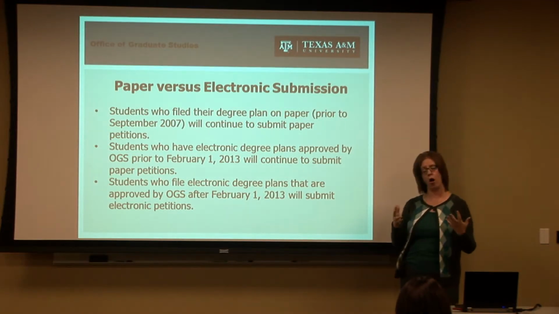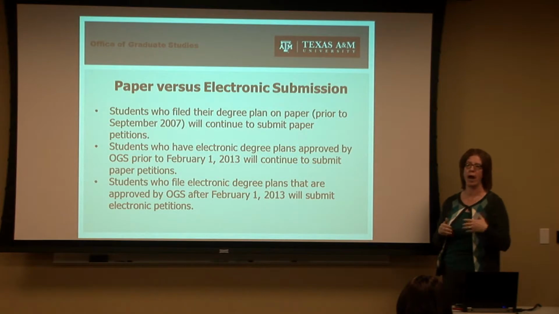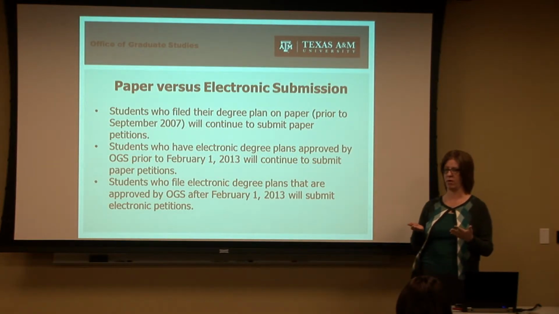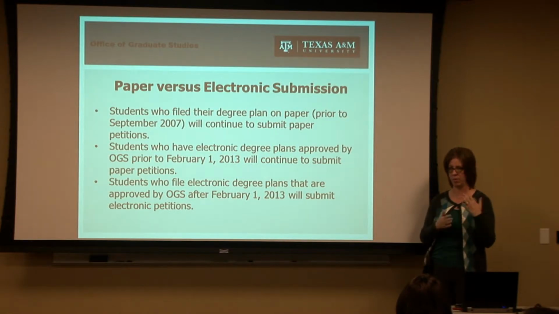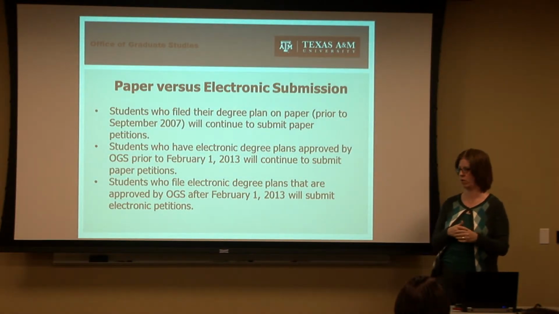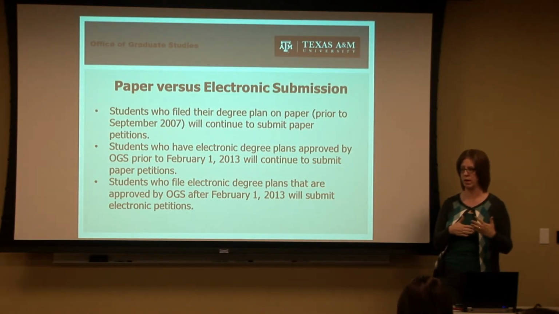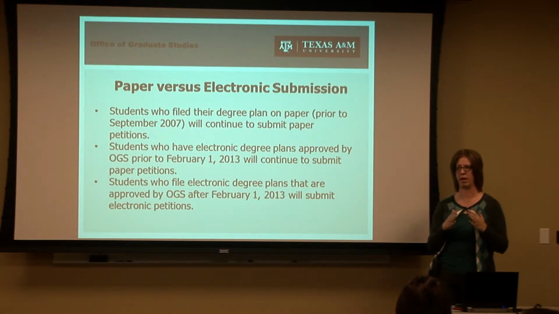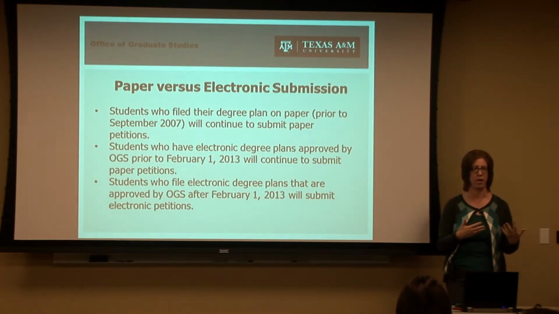Now, then there's also a group of about 5,000, a little over 5,000 students who have degree plans that have been submitted to the Office of Graduate Studies and approved, but since the time that they submitted that original degree plan, they've made changes by petition to those degree plans. Those students are also not right now going to be able to be in the electronic system because the document that's in the electronic system is not the most current document.